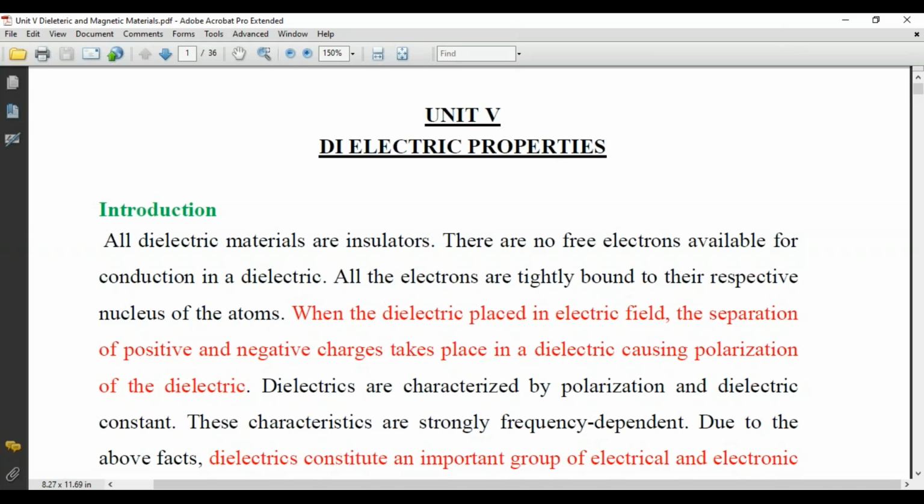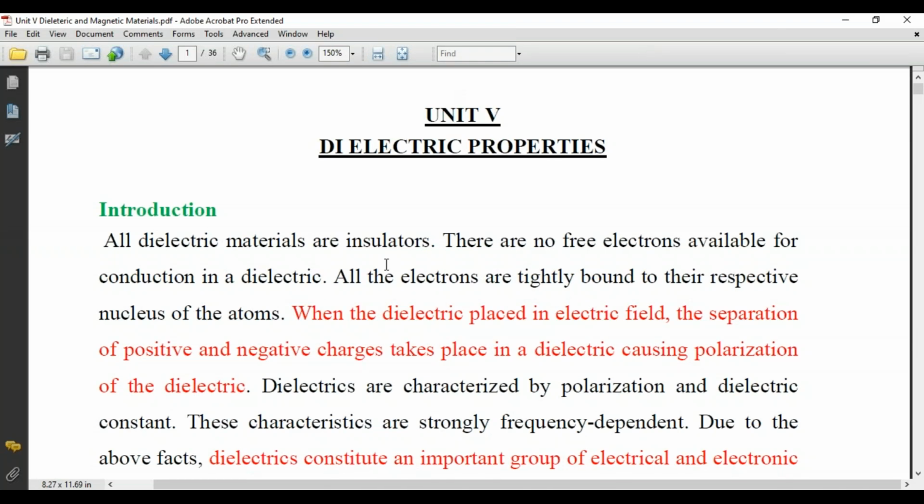But when it comes to dielectric properties, dielectrics are all insulating materials. But all insulating materials are not dielectrics, because insulating materials are nothing but materials where there are no free electrons available in the valence band. That's why no conduction takes place in dielectric materials. But you can see some electrical properties when these dielectric materials are subjected to an electric field.